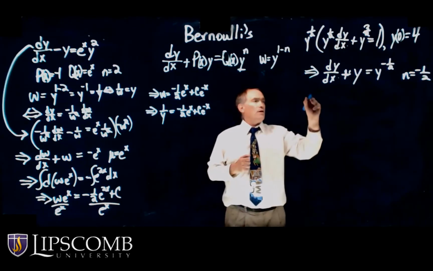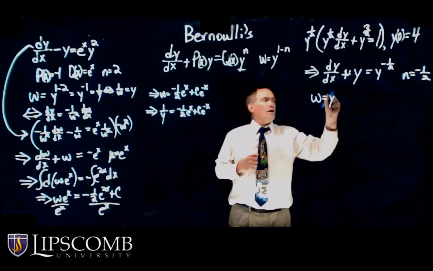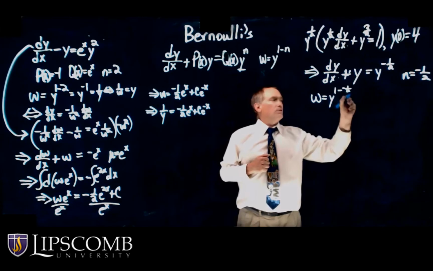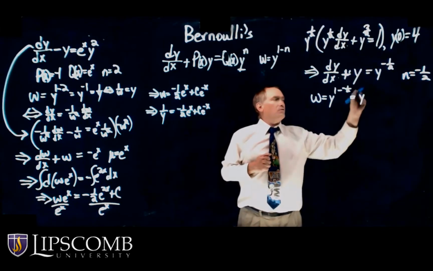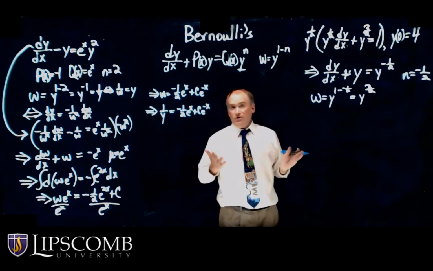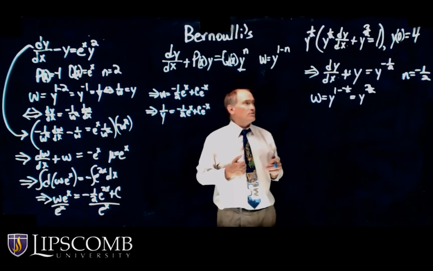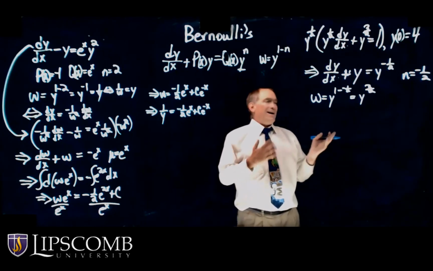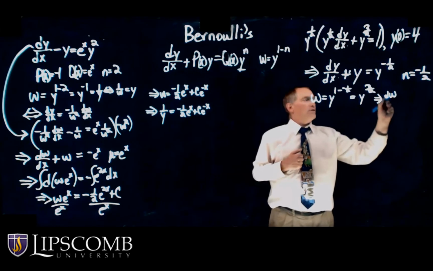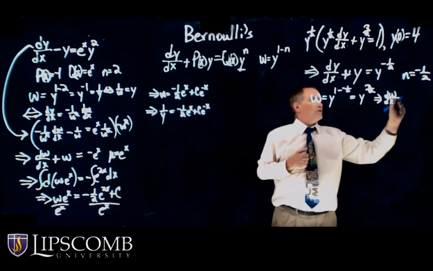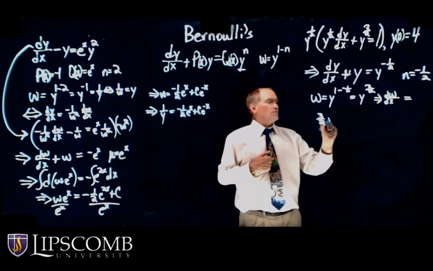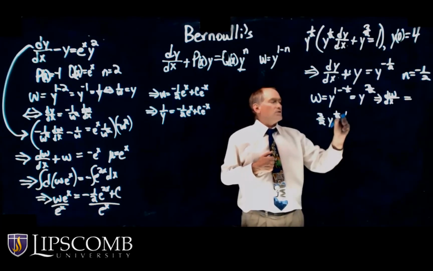n is negative 1/2. So w equals y to the 1 minus a negative 1/2. So this would be y to the 3/2. So that's my w this time. It looks a little different, but that's what it turned out to be. So let's just go ahead and take the derivative. So dw/dx equals, and I'll come down here, 3/2 times y to the 1/2 times dy/dx.